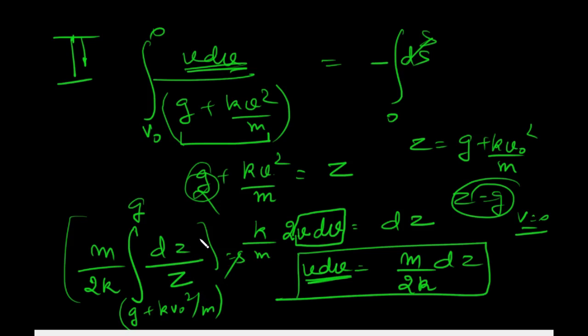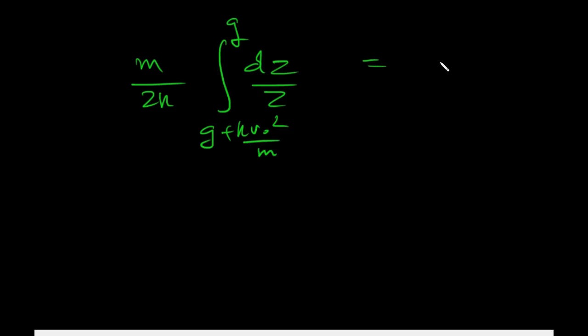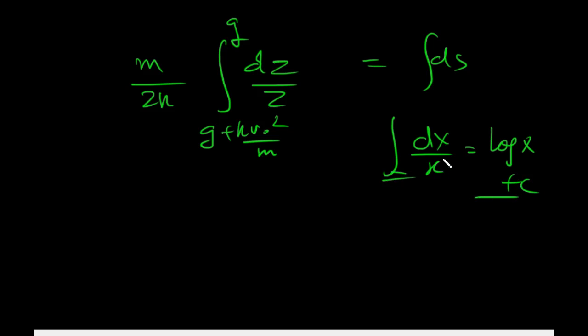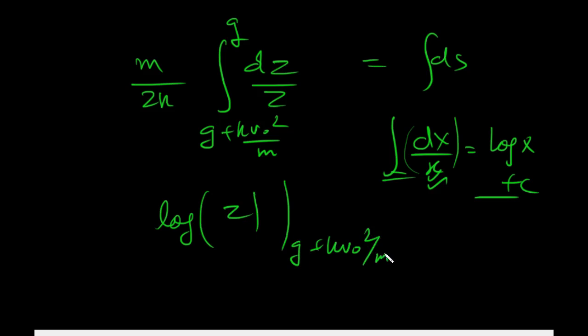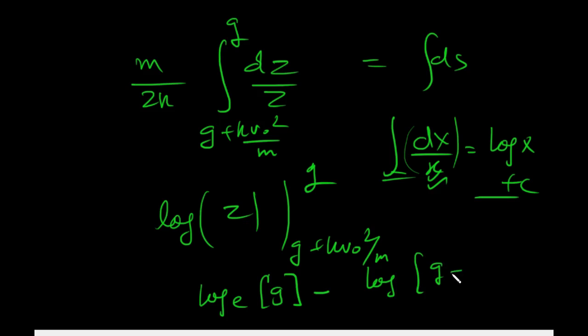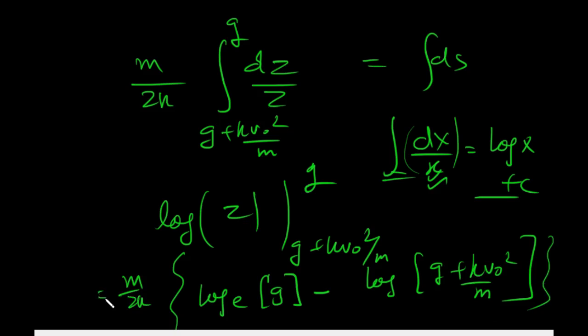So dz by z, the integration is log of z. So we have m by 2k dz by z from g plus kv0 square by m to g equal to ds. The integration of dx by x is always log x, plus c, because limits are not here right now. You should remember this. So we take this as log of z, put limits. So we have log of g minus log of g plus kv0 square by m. This whole expression is times m by 2k. This is equal to s.